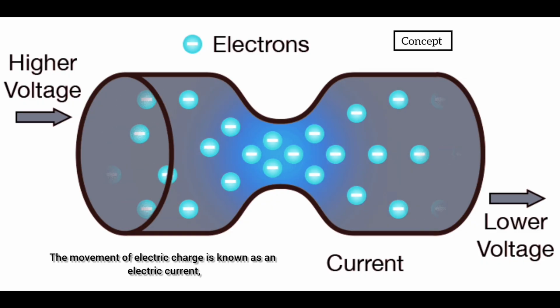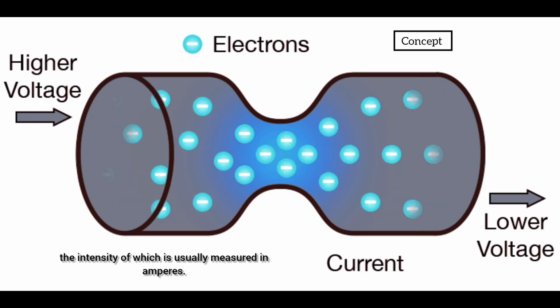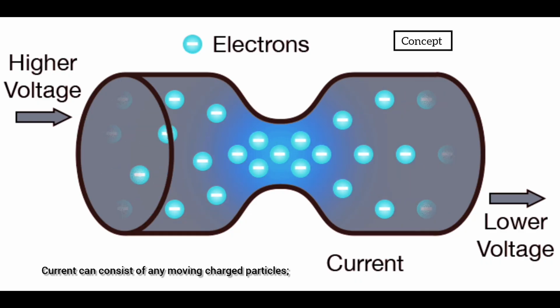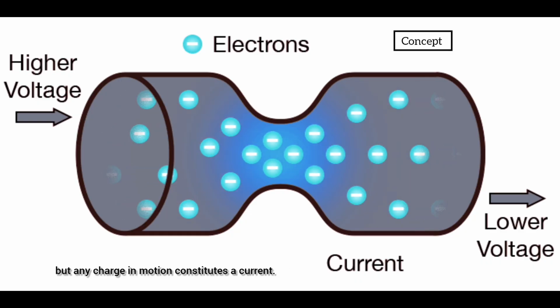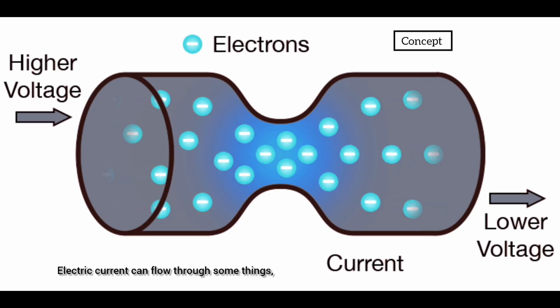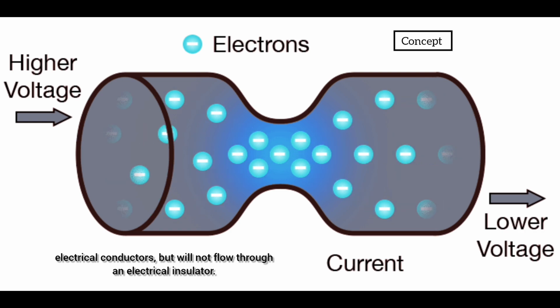The movement of electric charge is known as an electric current, the intensity of which is usually measured in amperes. Current can consist of any moving charged particles. Most commonly these are electrons, but any charge in motion constitutes a current. Electric current can flow through some things, electrical conductors, but will not flow through an electrical insulator.